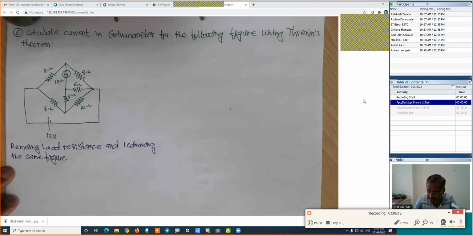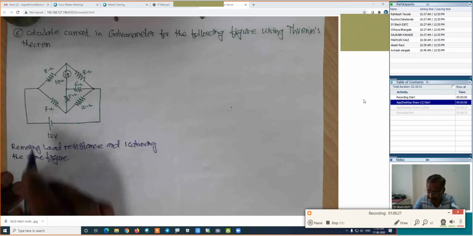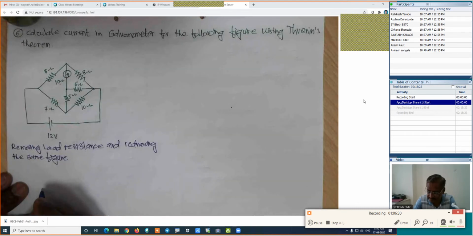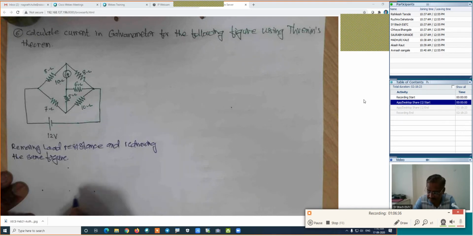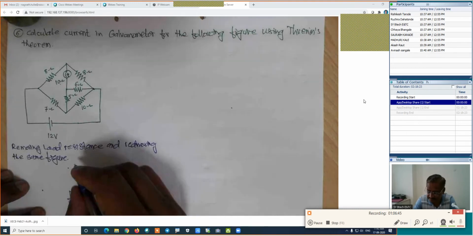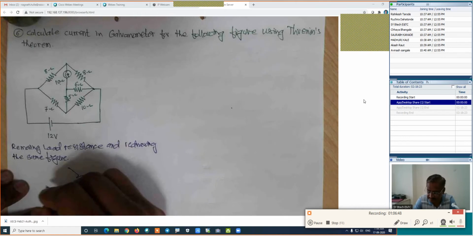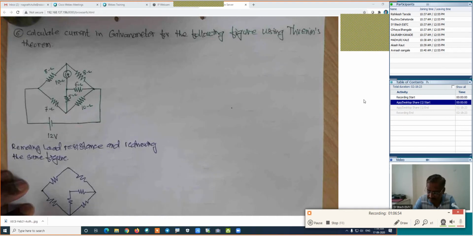If we remove the load resistance and redraw the same figure, how will the figure look? The figure will be something like this. We are removing this. This will be the figure. This is one resistance, this is the second, this is the third, this will be the fourth, this will be the fifth, and this is the next. This point I will name A, and this point I will name B.